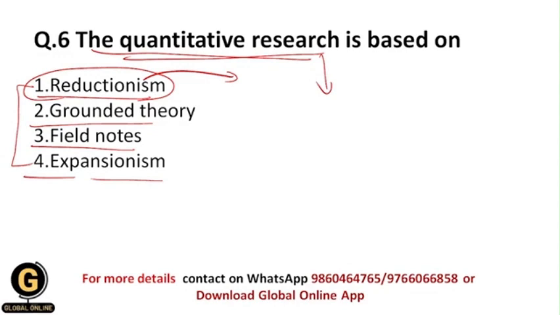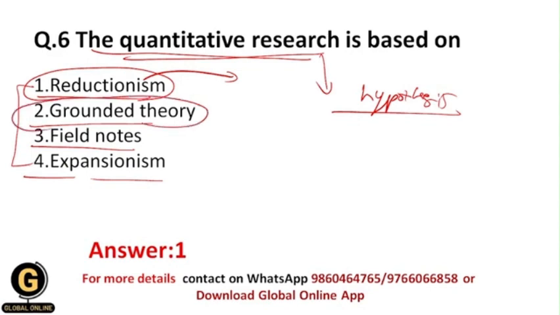So in quantitative research, whatever problem we have, we are going to convert that problem into a hypothesis, and a hypothesis is a straightforward statement. We are going to test this hypothesis by using statistical techniques, and after all we will get the results. That's why here we are going to convert a complex problem into a simple hypothesis. Here basically we are doing reductionism, and that's why the correct answer to this question is 1, that is reductionism. And that's why quantitative research is based upon reductionism.